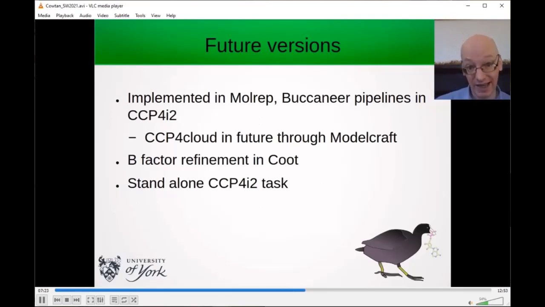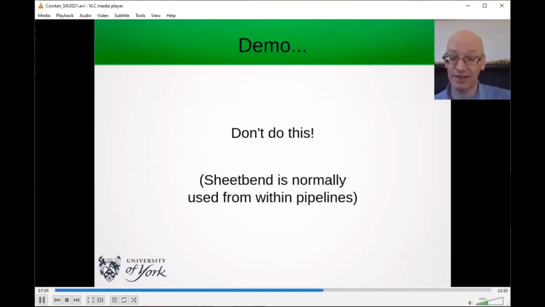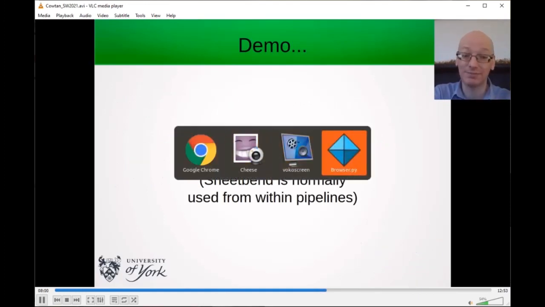Now, this is implemented in some of the molecular replacement calculations in CCP4I2 and also in the Buccaneer pipeline, and we're going to implement it in CCP4 Cloud model building through an upcoming model building pipeline called Modelcraft, which Paul Bond is developing. It's also been implemented to provide fast B-factor refinement in COOT, and there's also a standalone CCP4I2 task. Although you shouldn't really use this, it should really be used through a pipeline, but I will show you it just so you can see what kind of information it needs. So here's a demo. Don't do this, use it from within a pipeline.